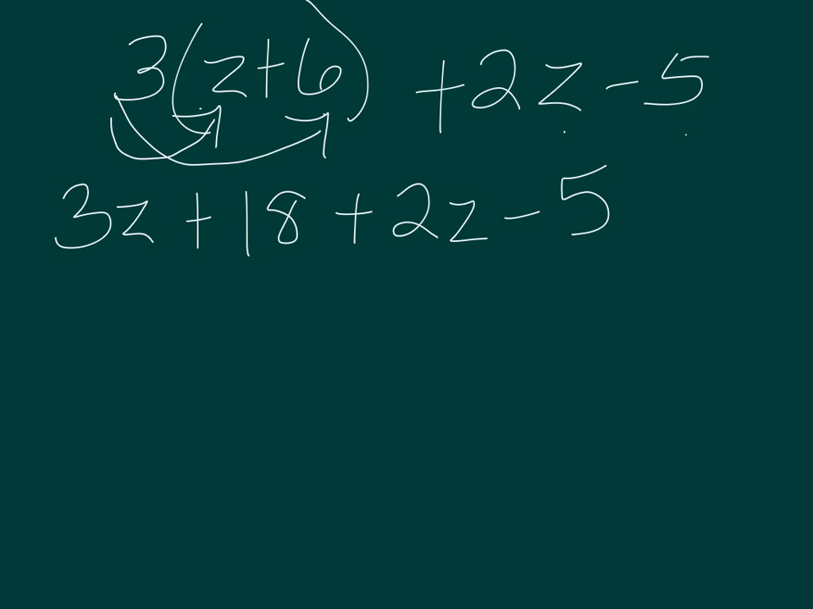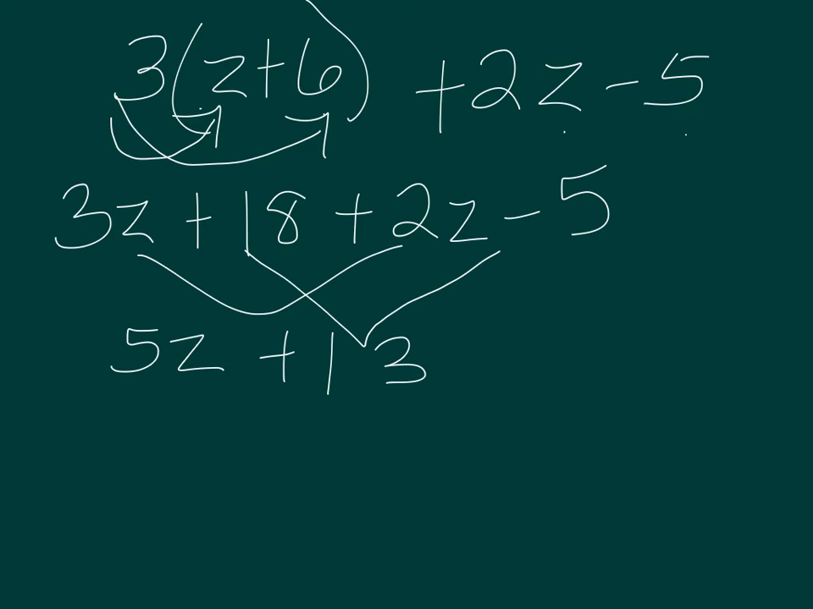Now we're at a point where we can just combine like terms. We've got 3z and 2z, so we have 5z. We have a positive 18 and a negative 5, or 18 minus 5, and we get 13. So this becomes 5z plus 13. Now, let's go on and do one in an equation.